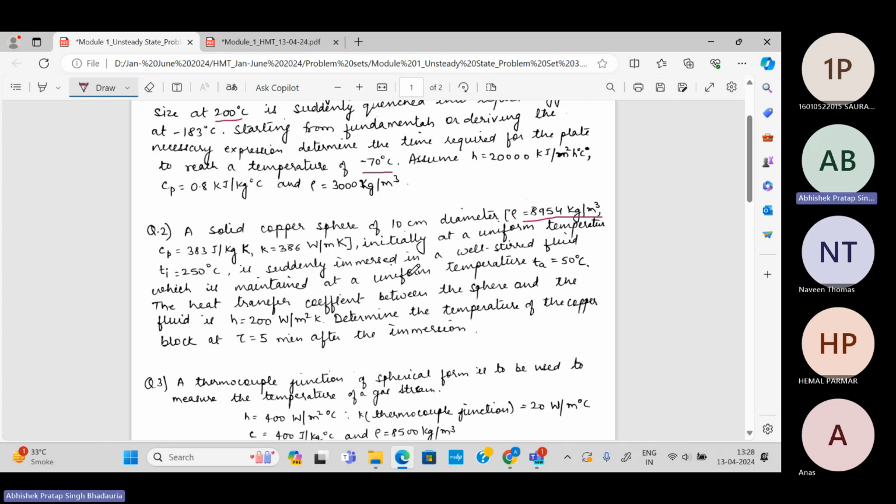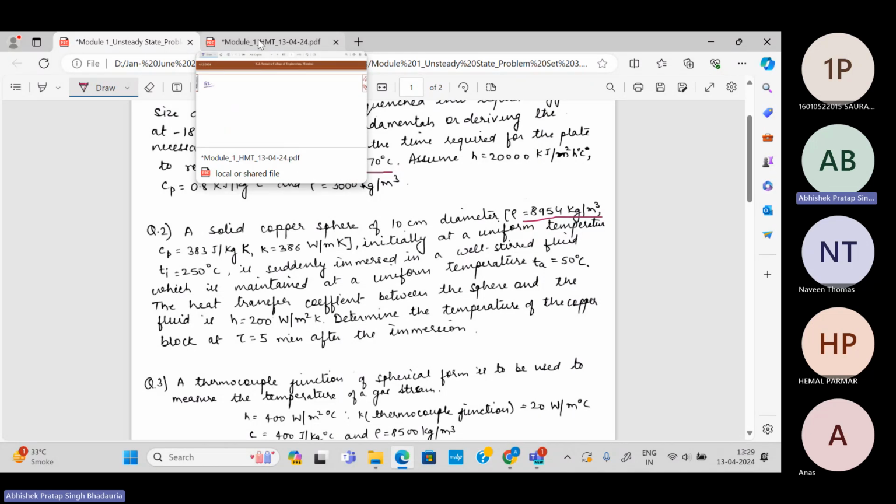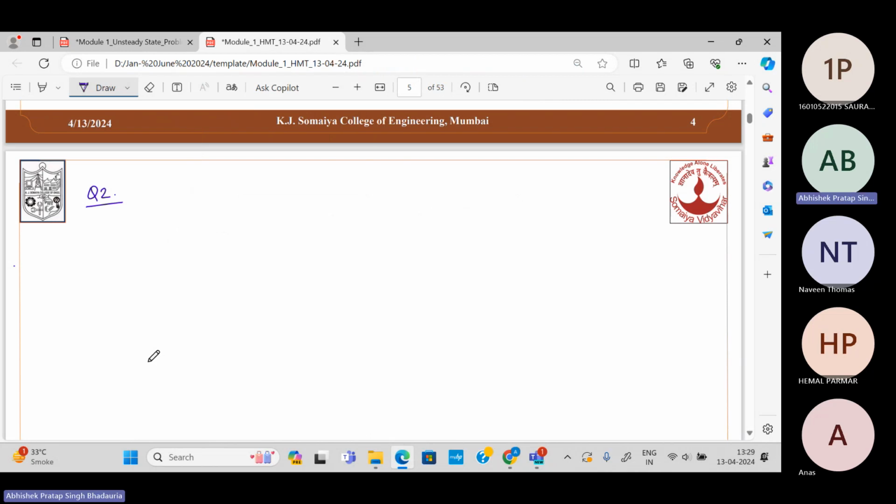So it is immersed in a well-stirred fluid. The fluid is available in the environment, maintained at a uniform temperature, 50 degrees Celsius. That means the ambient temperature is 50 degrees Celsius. The heat transfer coefficient between the sphere and the fluid is 200 watt per meter square Kelvin. Now we have to determine the temperature of the copper block at time 5 minutes after the immersion, right? So again, the problem is based on unsteady state heat transfer. Let's solve this problem.